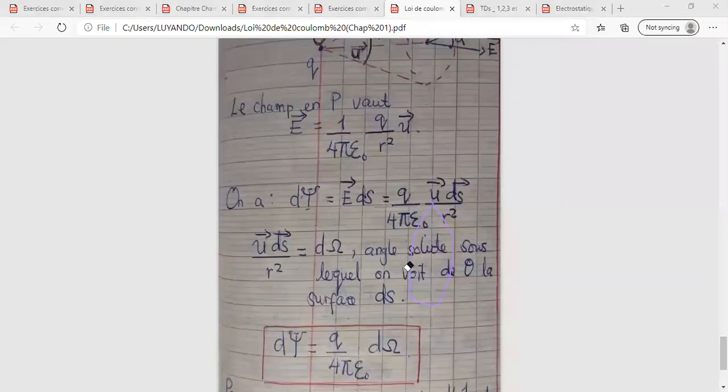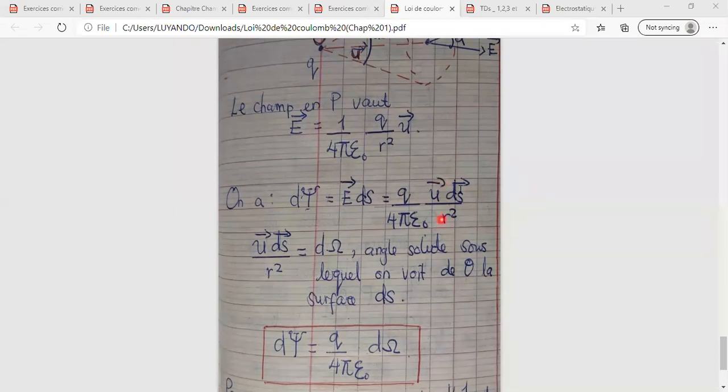So we're going to establish that U dS over R squared is our solid angle. The solid angle that I talked about there, the omega. It's gotten as a result of the vector direction U times dS over R squared. So we have our E equals Q over 4 pi epsilon naught times d omega. This d omega is just a representation of this.